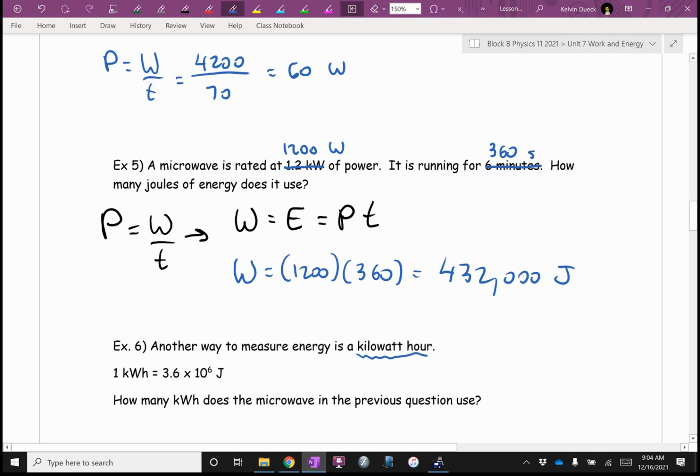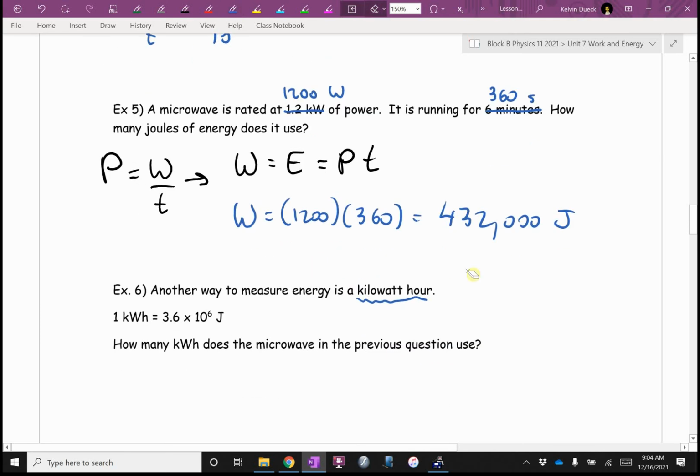kilowatt hours. Now this is a bit tricky because kilowatt hours looks like power, watts, or hours, time. Wait a minute. No. It's power times time. See it? Power times time. Kilowatt times hour. What's power times time a measure of? Energy. Work. So your parents get charged on their bill in kilowatt hours. 1 kilowatt hour is 3.6 times 10 to the 6th joules.